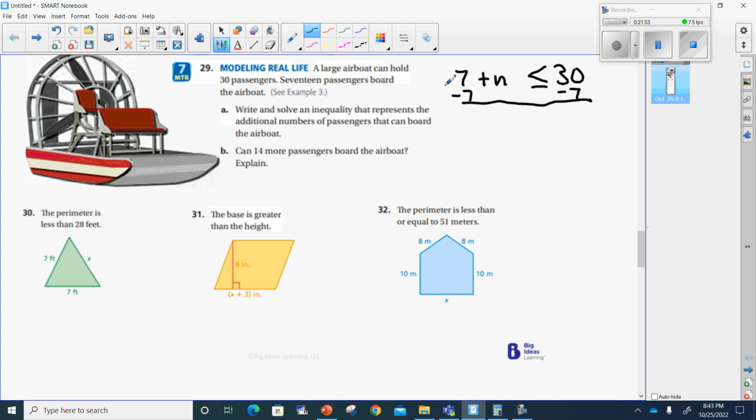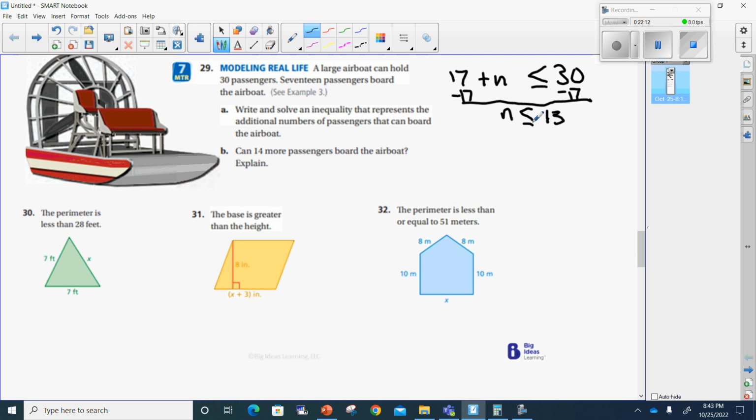I'm sorry, this is 17. Wow. All right, so that's 17 on both sides. n is now by itself. The inequality symbol comes down. And 30 minus 17 is 13.